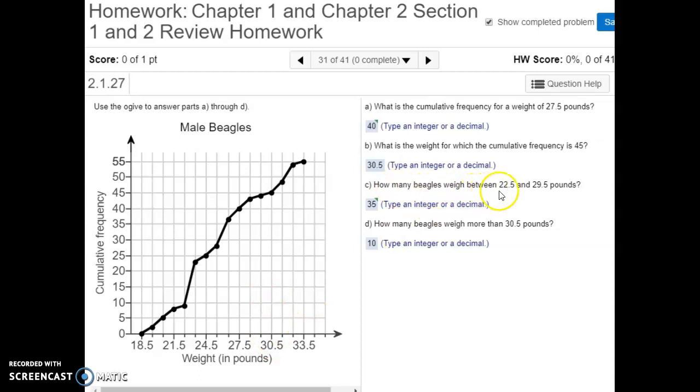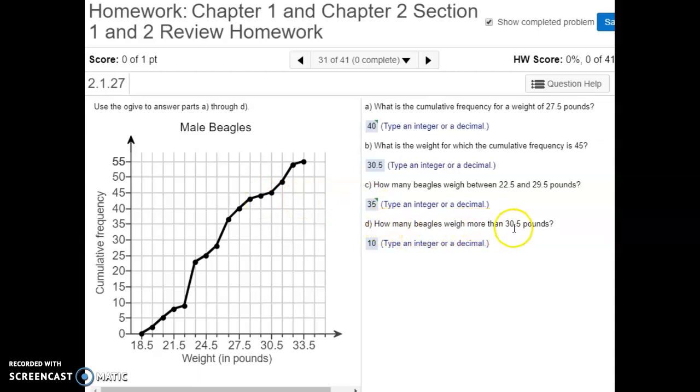How many beagles weigh between 22.5 and 29.5? So it looks like every dash here is going up by 1. So 22.5 is right after 21.5, and it looks like about 9. And then 29.5 would be 44. So subtracting those two, the number between them is 35.